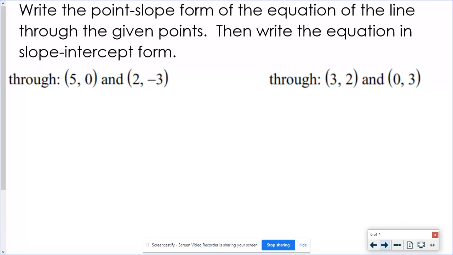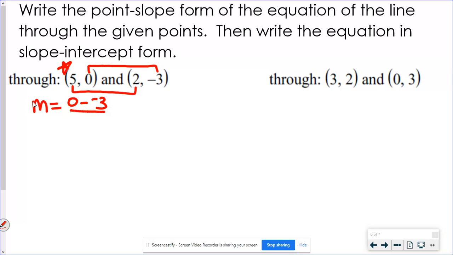And for the last problems, I just need to add one more step to what we were doing. We already know how to find the slope, and then we can get point slope. And then when we're all done, we want to change it back into slope-intercept form. So starting with slope. This time I'm going to start with this ordered pair. So 0 minus -3 over 5 minus 2. That gives me a slope of 3 over 3, which is really 1.